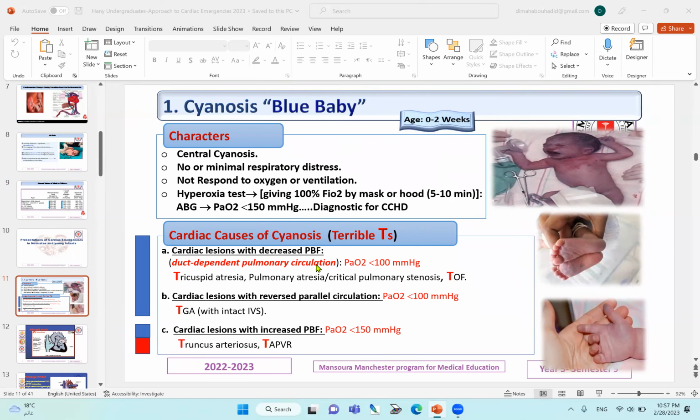As we see, in all of them, when we do the hyperoxia test, it is 150 or below. The first two causes are below 100. The third cause, with increased pulmonary blood flow, may reach up to 150 but never exceeds it.